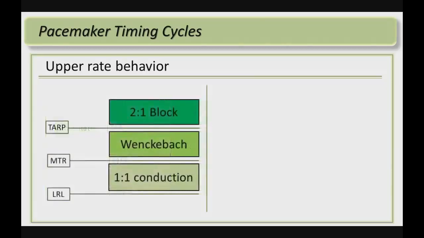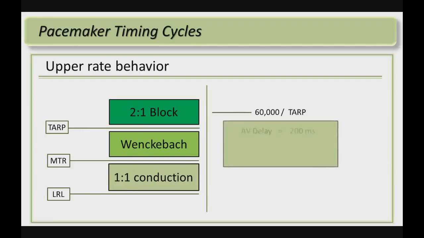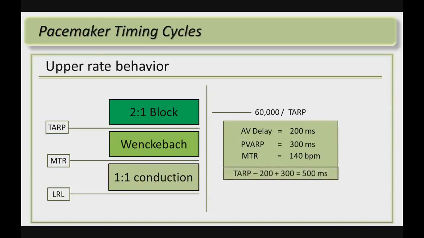Let's go through an example. Remember, our 2-to-1 block point is 60,000 milliseconds divided by our TARP. Now let's say we have a patient programmed with an AV delay of 200 milliseconds, a PVARP of 300 milliseconds, and a maximum track rate of 140 beats per minute. First, we need to figure out our TARP.